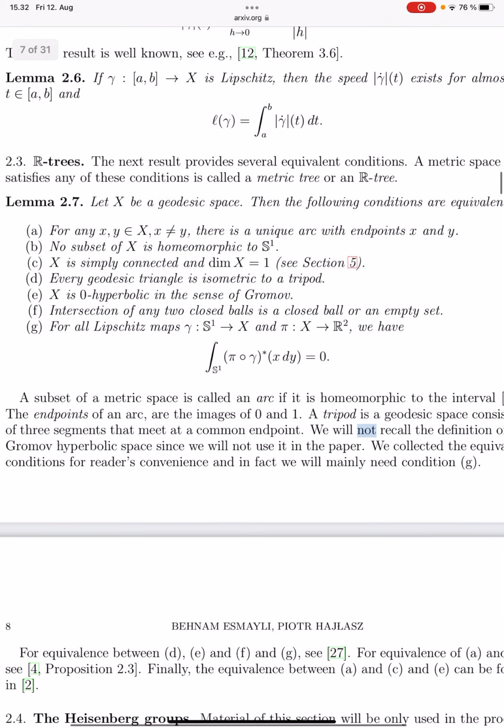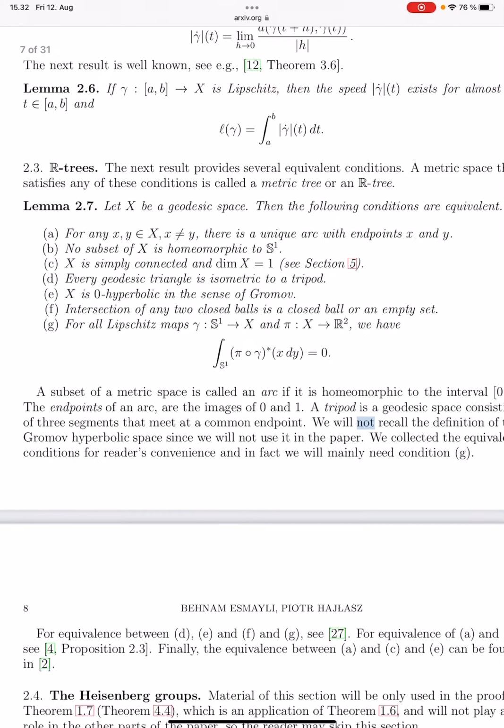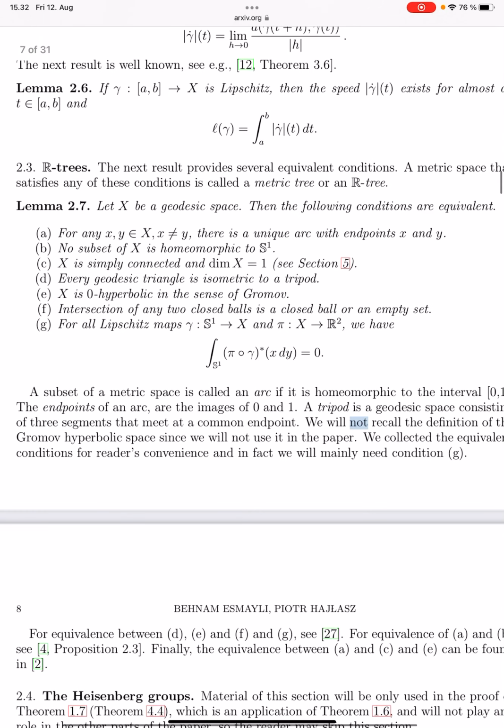Okay, so a metric tree, or also called an R tree, R for the real line, is a metric space that is geodesic, first of all. That means between every x and y, there is a curve whose length equals the distance of x to y. So Euclidean spaces are geodesic. The surface of a sphere is geodesic. Now, I mean, if you equip it with the right distance, right?